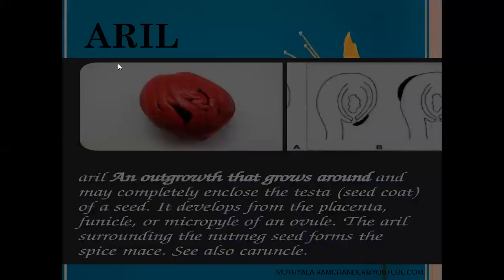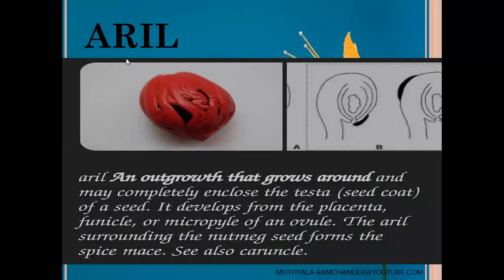The next one is seed dispersal done by the aril. Aril is an outer growth that grows around the seed and may completely enclose the testa. Testa is one seed coat layer. These are mainly developed from the placenta, funicle, or micropyle of an ovule. The aril surrounding the nutmeg seed forms the spice mace. See also the caruncle.